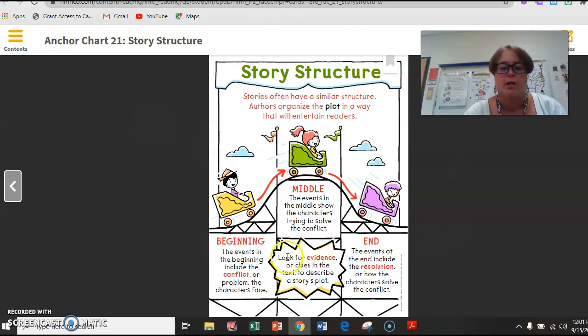So you have to look for evidence. We've talked about text evidence many times. Look for evidence or clues in the text to describe a story's plot. So now we're going to take a minute to read a little drama. And while we're reading, we're going to stop and discuss what's happening at the beginning, middle, and end of this drama.